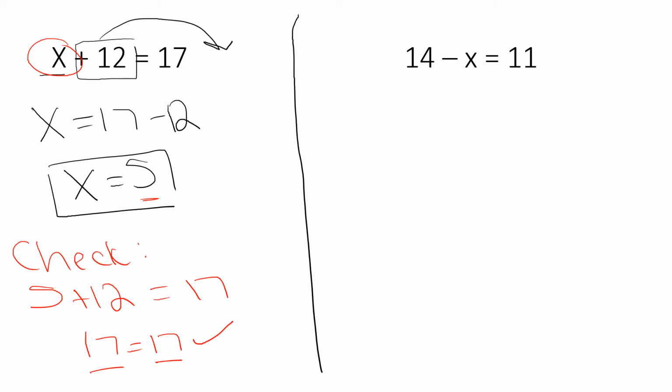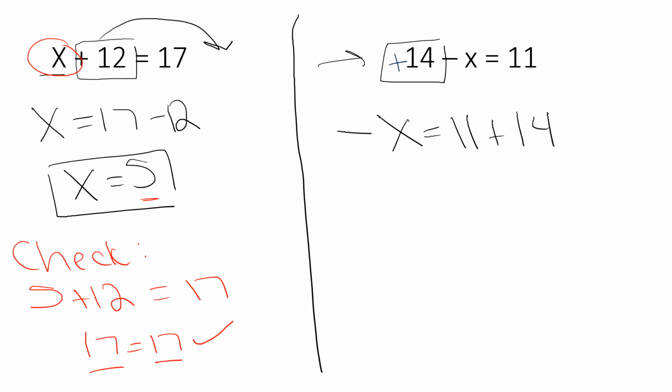All right, now on this one we have to kind of pay attention when we get to the end. Again, our first step is to get x by itself, so I have to pick this 14 up. Remember, no sign is an understood plus. So when I move that 14 over, I end up with 11 plus 14. The one thing you really have to pay attention to is this right here. You're not moving that yet, so keep that with your x. So negative x equals 25.